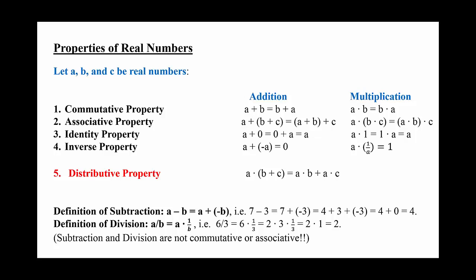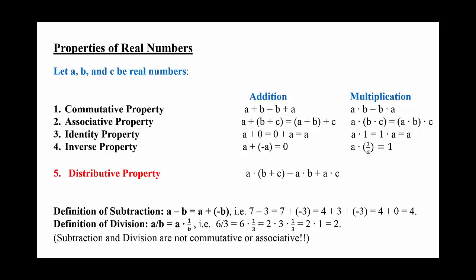The first four of those properties have a corresponding property for addition and for multiplication. The first thing that we're going to assume is that we have three real numbers, A, B, and C, and let's just say that they can be any number you can pick. So A, B, and C can be any real number whatsoever.